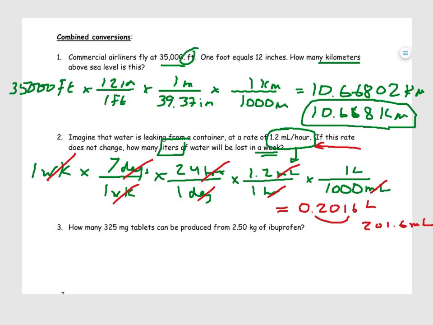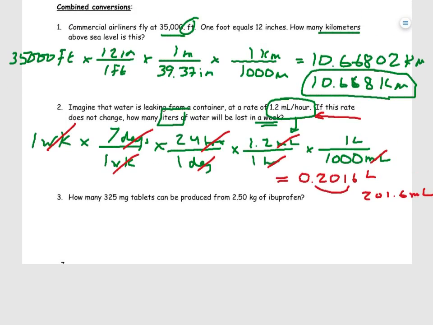The last one, number 3, just for some practice on conversions. How many 325 milligram tablets can be produced if you had a stash of 2.5 kilograms of ibuprofen? So say it was crack and you want to know how many tablets you could sell. 2.5 kilograms, you want to know how many tablets. That information right there is sort of a conversion factor. Write down what you're given to start. 2.5 kilograms.